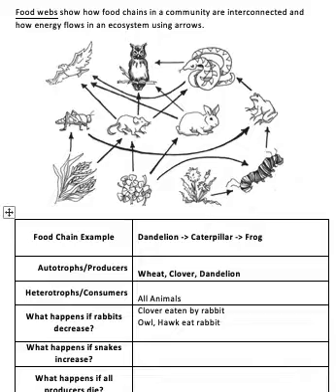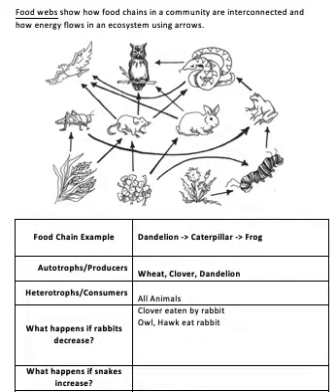This is how I want you to break it down. Every time you do one of these problems, I want you to break it down exactly like this. The clover is eaten by the rabbit. The owl and the hawk eat the rabbit. Now, our question says, what happens if rabbits decrease?